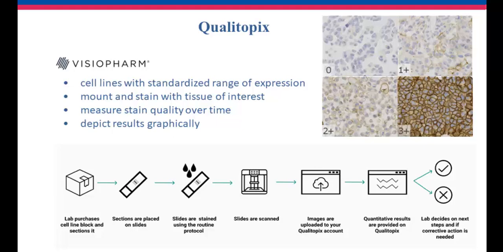Now, that's probably not sensitive enough, so let's look a bit more into detail and dig a little bit deeper. We've been experimenting with the Qualitopix approach by Visiopharm. This is based on cell lines with a standardized range of expression of a certain protein. What you see on the top right here is an example for HER2, where there are 4 cell lines that have been constructed into a tissue array that you mount on a slide, as you do with normal control tissue that is derived from your own lab. And one core is 0, one is 1 plus, 2 plus, and 3 plus. You mount and stain these control cells with the tissue of interest. Then you do the staining and you measure the quality of stain over time and you depict the results graphically.